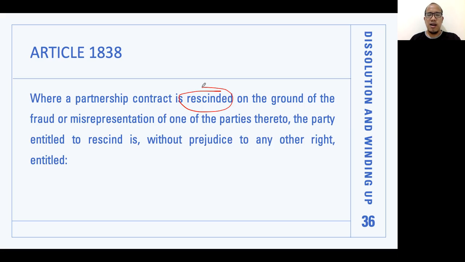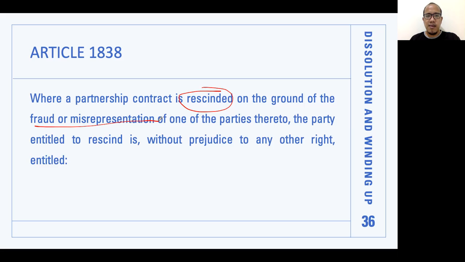So ganun ulit, you have the guilty partner and the innocent partner. But in this case, Article 1838, the guilty partner employed fraud or misrepresentation. Sa mga nauna, sa 1837, there is no mention about fraud or misrepresentation. Meron lang silang violation ng kontrata. Nag-withdraw sila, hindi pa naman time para mag-withdraw. Mahaba pa yung buhay ng partnership, pinuputol na nila. There is no fraud or misrepresentation on those cases.